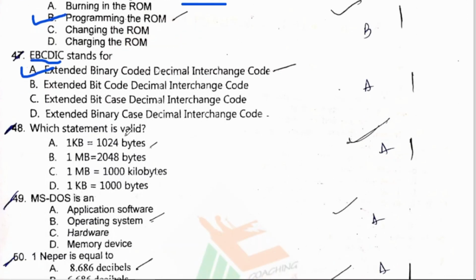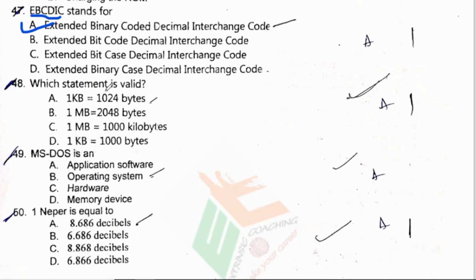Next question. Which statement is valid? Sometimes they ask in the exam which statement is invalid, so you have to read the question carefully, because they are asking for the wrong one. Here they are asking for the right one. 1 KB is equal to 1024 bytes. This is a valid one. 1 MB is 2048 bytes. This is wrong. 1 MB is 1000 kilobytes. This is also wrong. 1 MB is 1024 kilobytes and 1 KB is 1024 bytes. So this is also wrong. So only this option is correct.